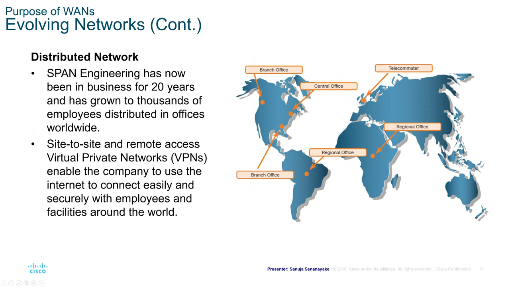Distributed network. So what happened now is that Span Engineering has been in business for over 20 years and has grown to thousands of employees distributed in offices worldwide. So let's say you have offices in Canada, United States, somewhere in Africa, somewhere in Europe, and somewhere in Asia, for example. So now the site-to-site and remote access virtual private networks, also known as VPNs, enable the company to use the internet to connect easily and securely with employees and facilities around the world.